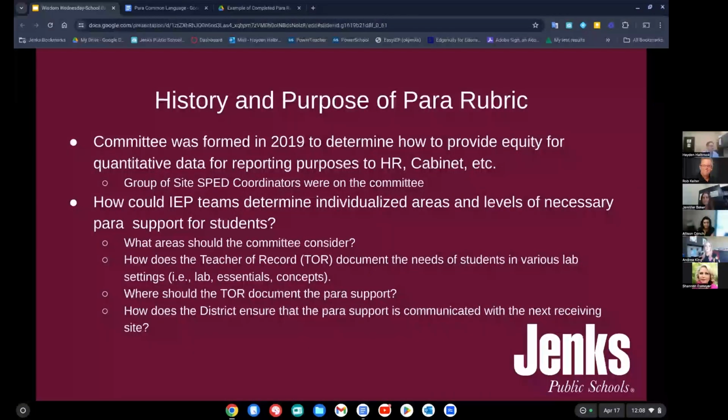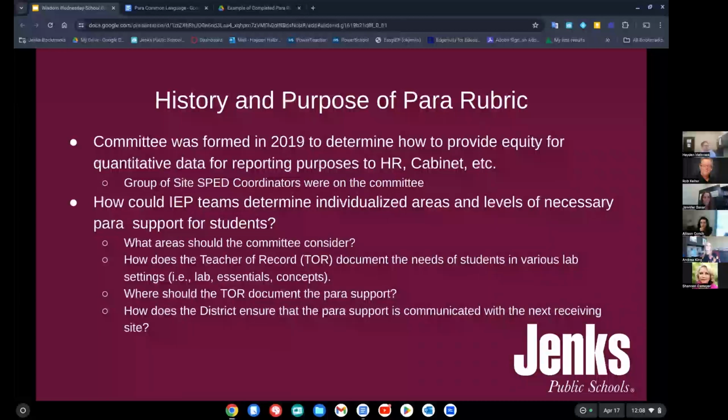Okay, the history. Why Jinx started using this para rubric. Prior to using this rubric, it was just what we felt. It could be a parent asks all the time, being pushy, saying I think they need this, and the school's like, well, I'm not too sure, but okay, we'll give it to you. Or the teacher says, I think they do, but I'm not positive. So you don't have anything to guide you. I think a rubric is perfect just to guide the decision on what's best for that student.